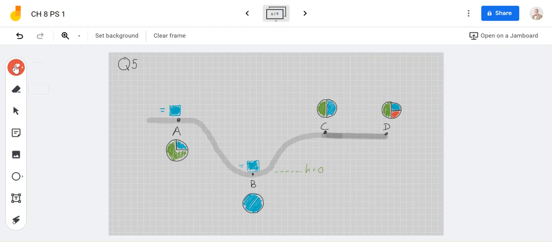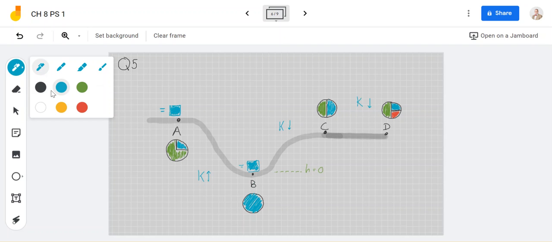So, the question is, what happens in each region? Between A and B, the kinetic energy increased. Between B and C, the kinetic energy decreased. And between C and D, the kinetic energy decreased. And you could just see that by the pie charts.